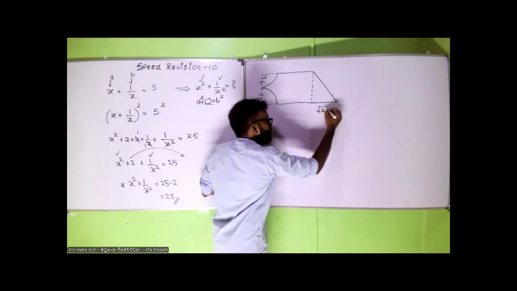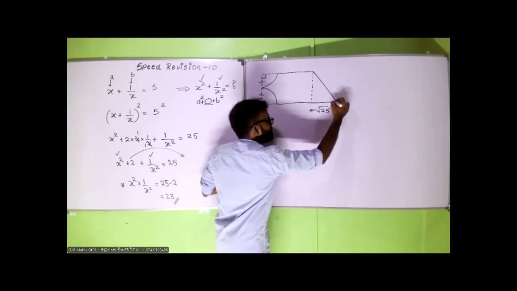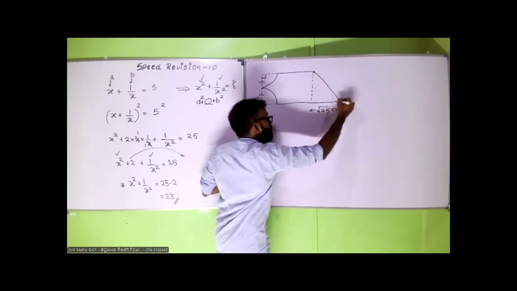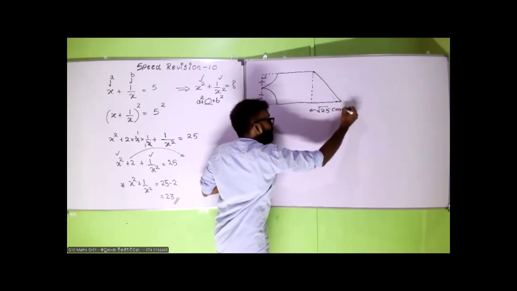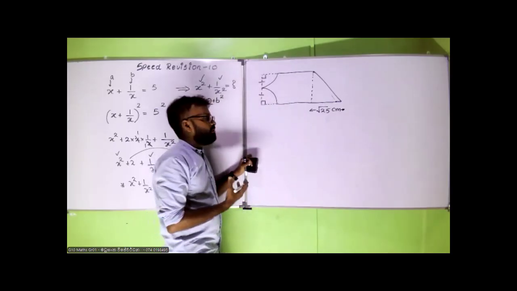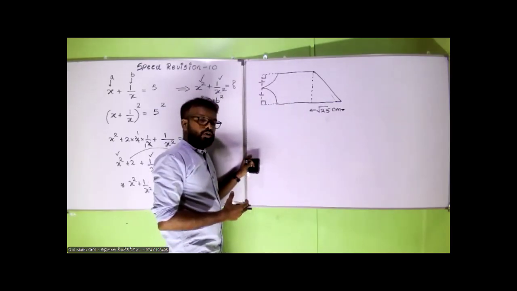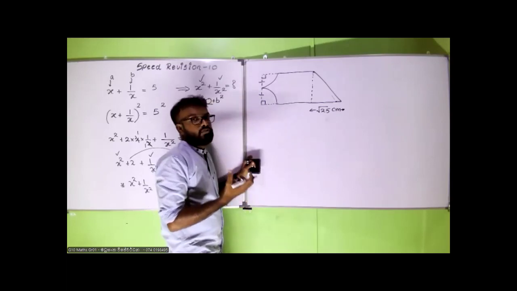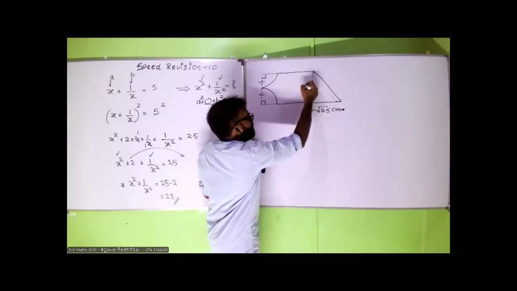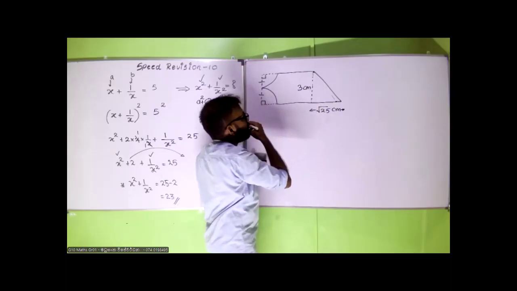So this is square root of 25 centimeters. I want you to learn the mathematics, I mean the fundamentals. I want you to learn the fundamentals of the mathematics. So you are missing that. This is 3 centimeters, correct?